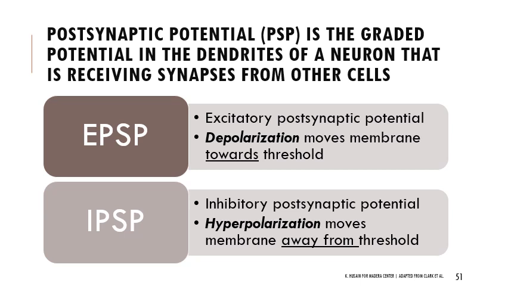So when we have an EPSP, that's excitatory postsynaptic potential, that is associated with depolarization moving towards the threshold, so getting closer to having an action potential. IPSP, inhibitory postsynaptic potential, is moving away from the threshold, so hyperpolarization. Excitatory PSP associated with depolarization, inhibitory PSP associated with hyperpolarization.